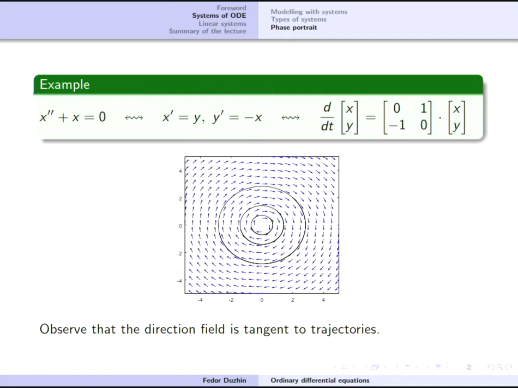Of course, the reason why we introduced the direction field is exactly the same as why we did it for individual differential equations. It is tangent to trajectories.